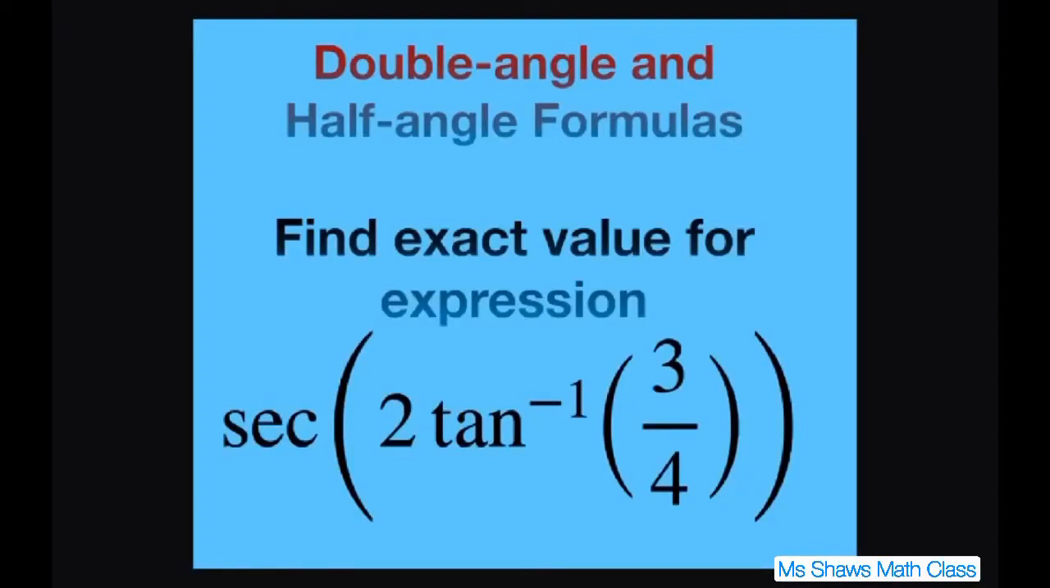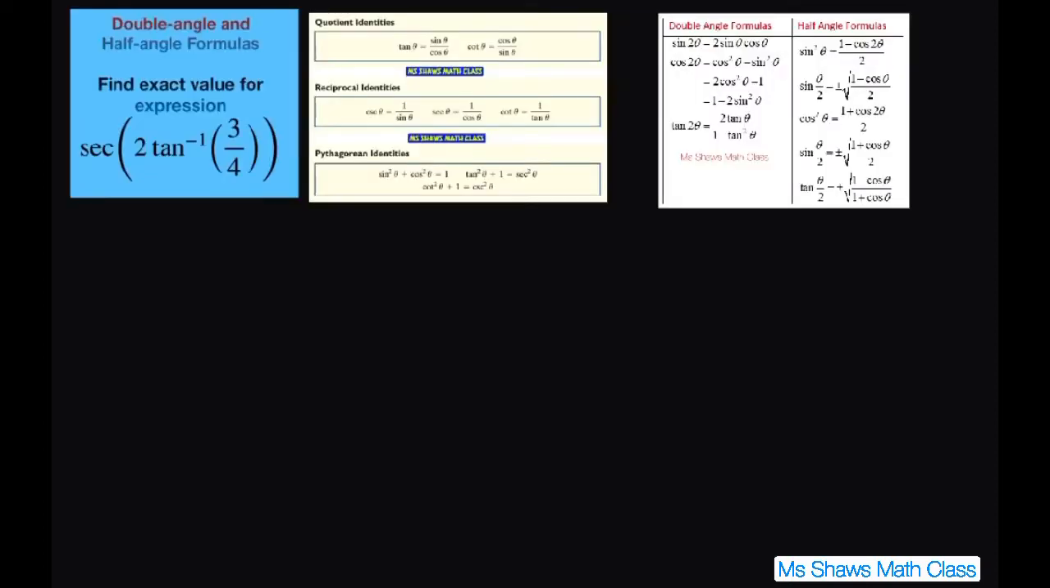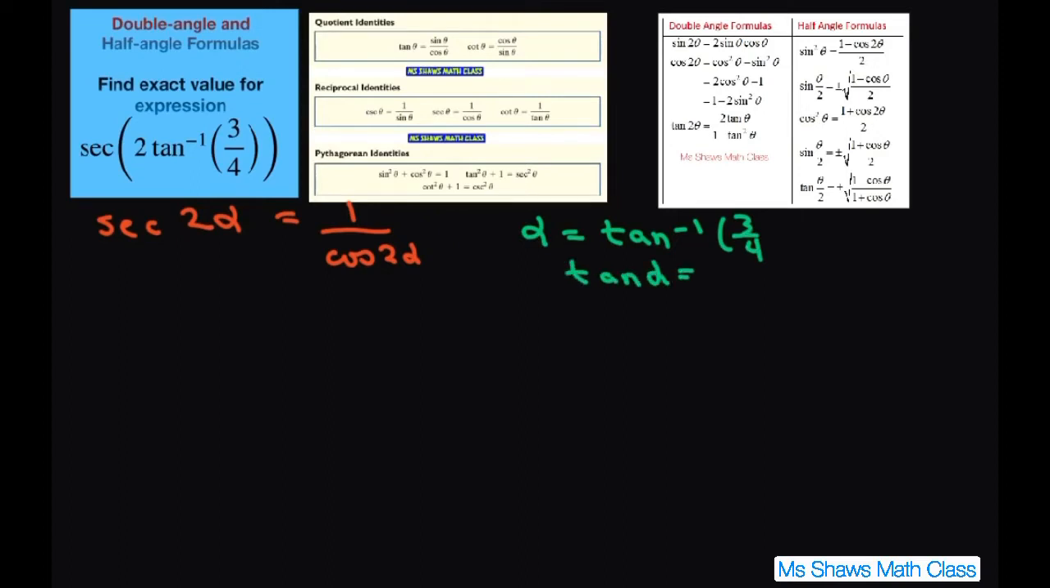Everyone, we're going to use our double angle formula to find the exact value for the expression secant of 2 inverse tan of 3/4. So basically the form we have is secant of 2 alpha, which is the same as 1 divided by cosine of 2 alpha. So we're going to let alpha equal tan inverse of 3/4. So that means tan of alpha equals 3/4.